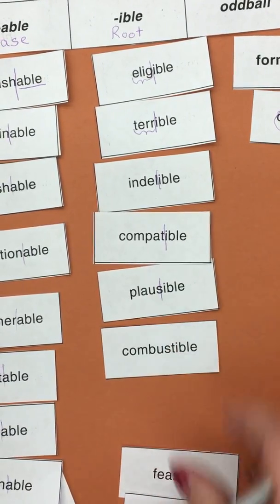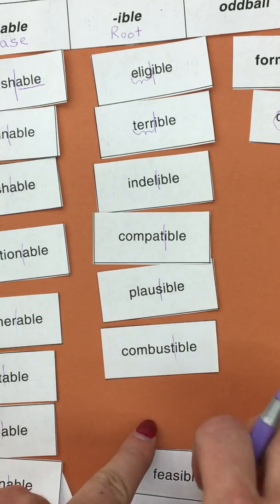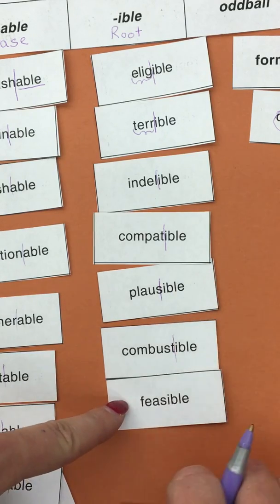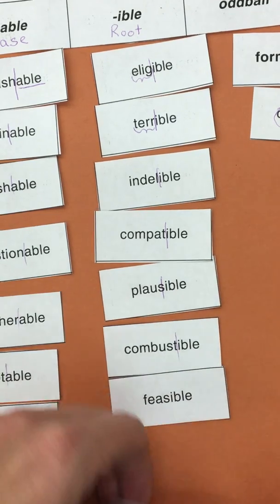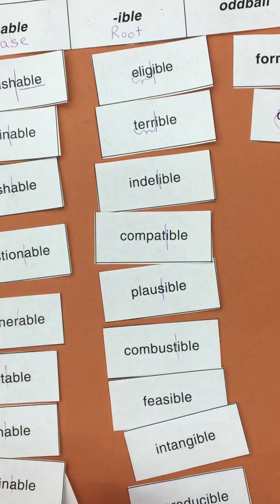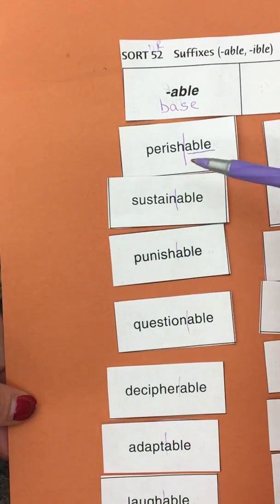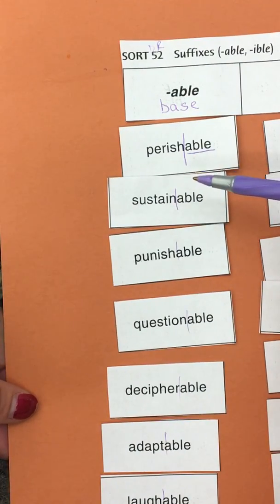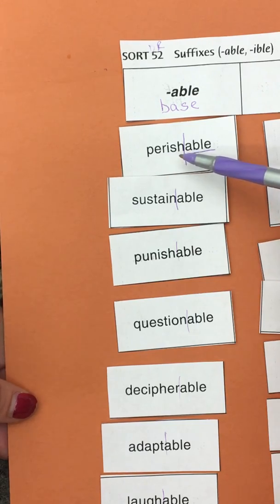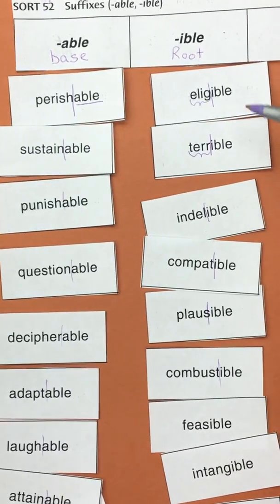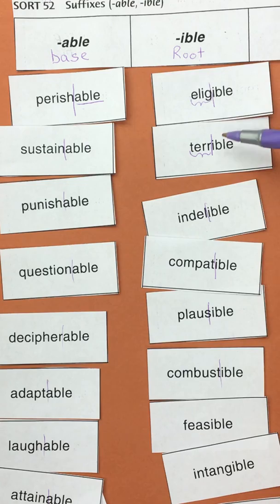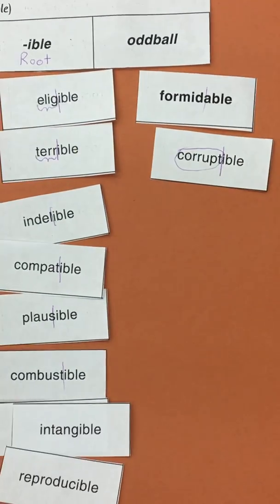So you can see combustible, intangible, reproducible. All right. So again, able, spell it with an A if you're adding it to a word that's already a word, a base word. If you're adding it to a root of a word, spell it with an I. And of course, there's a couple of exceptions.